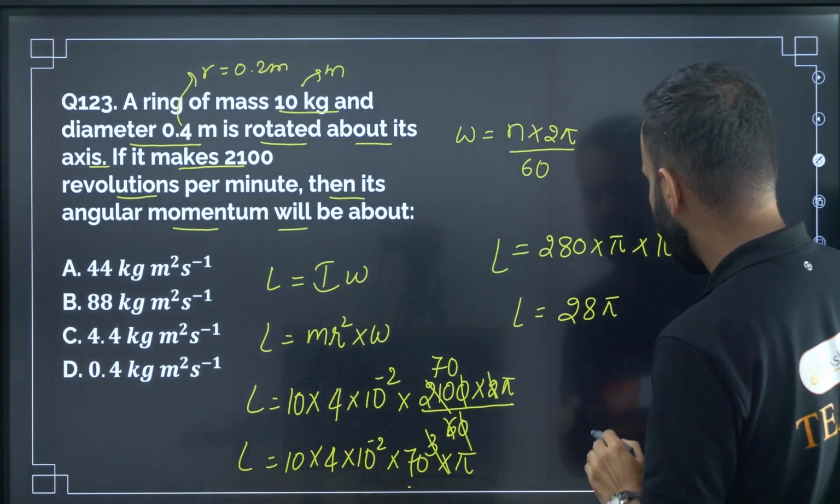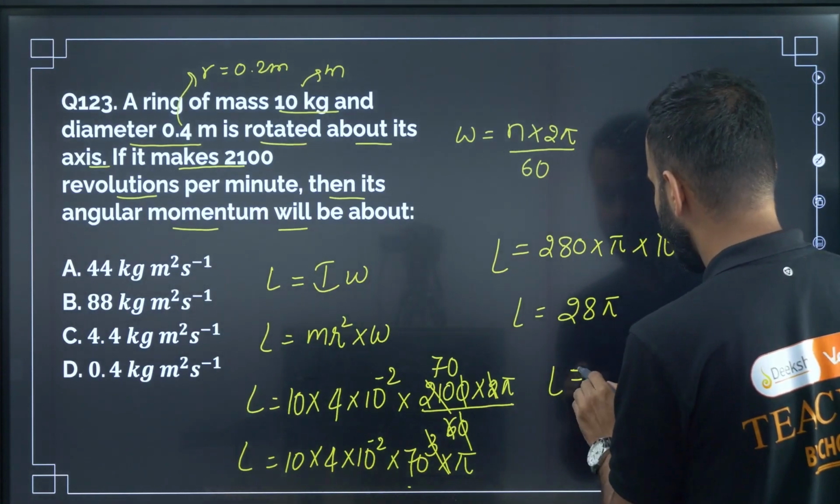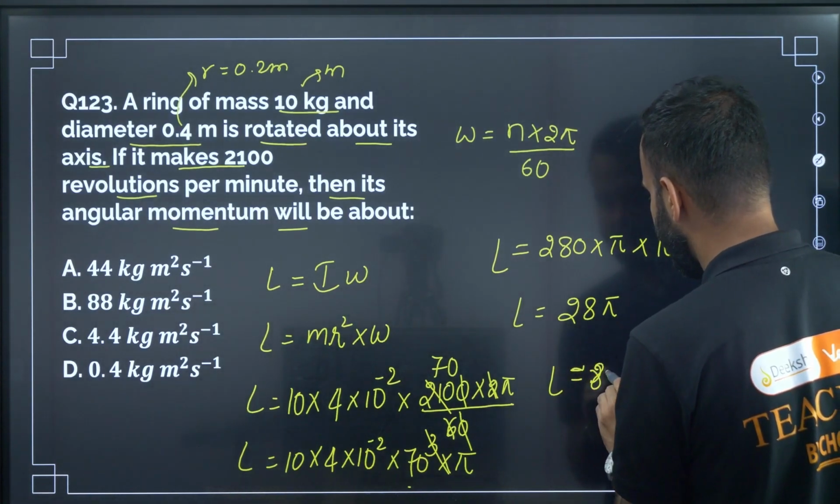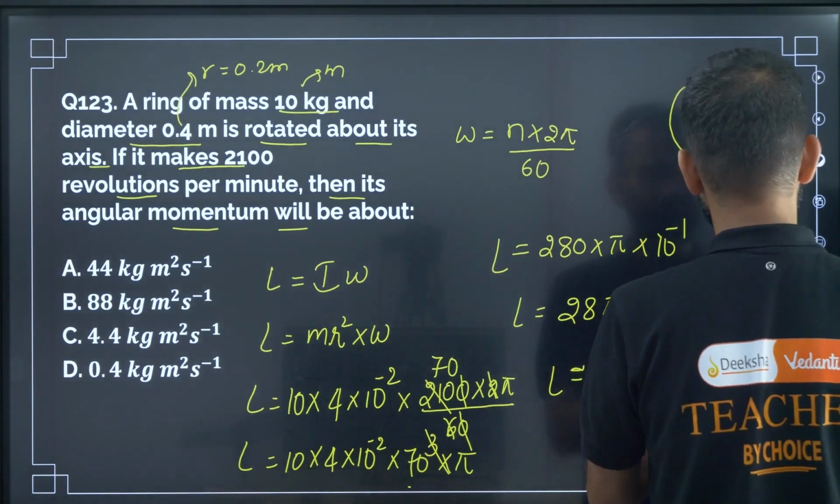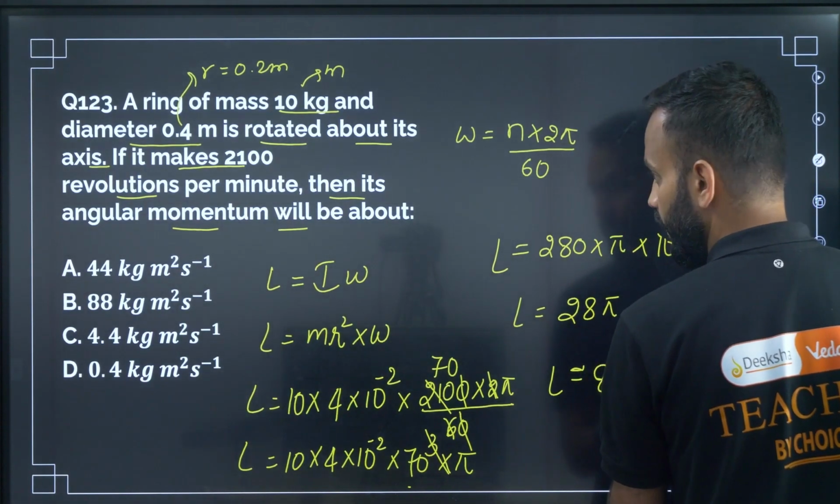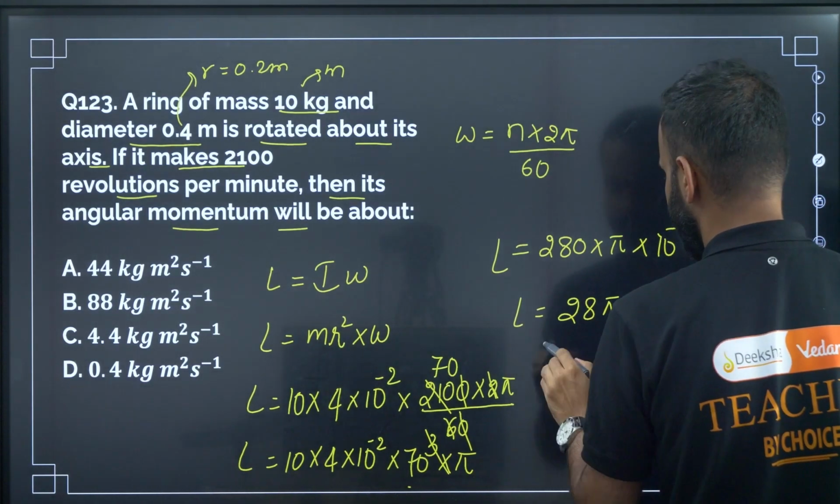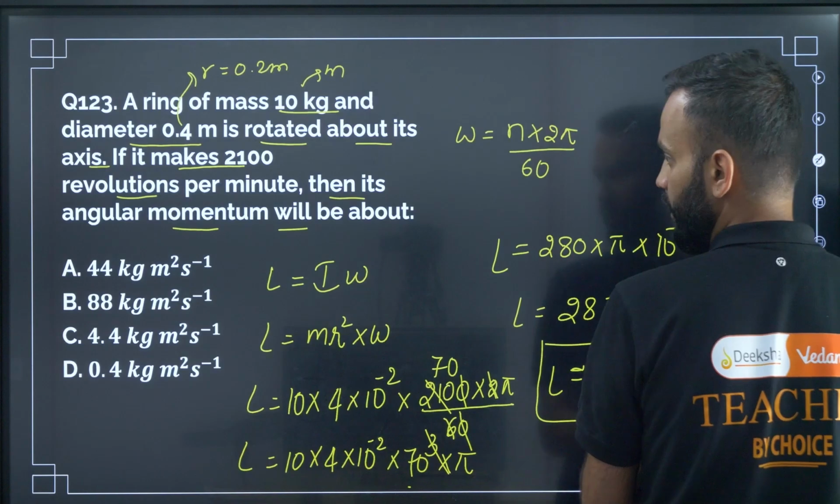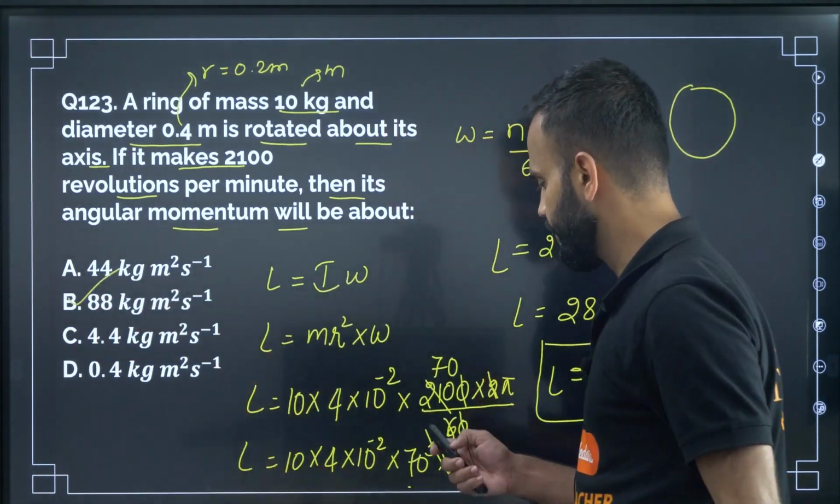So now L is equal to 28 pi, which is approximately equal to 88 kg meter square per second. Okay, so the correct option is B.